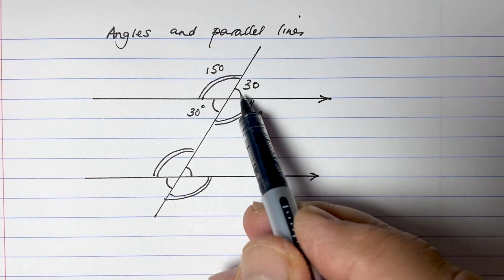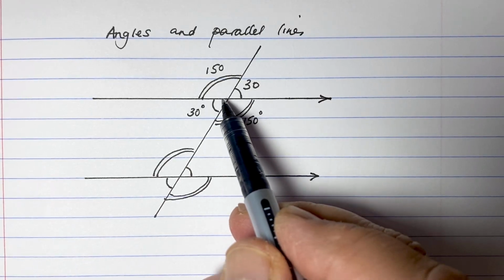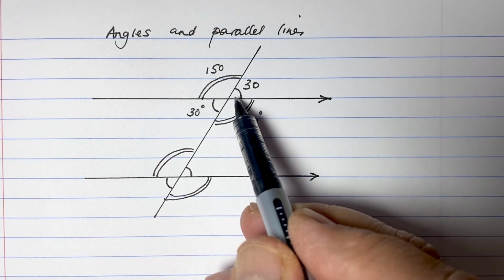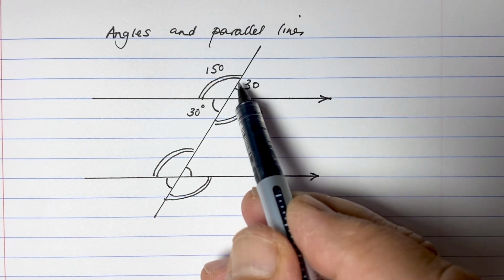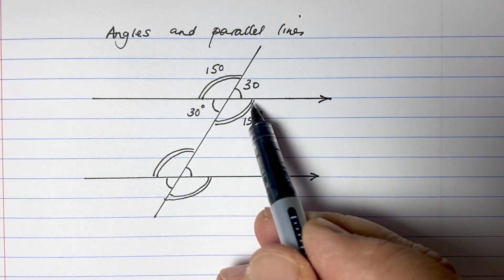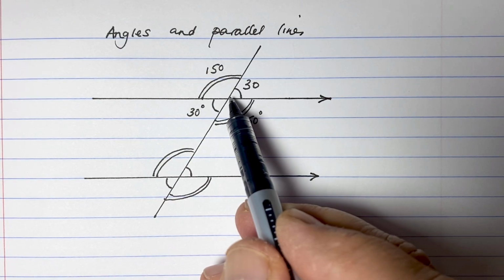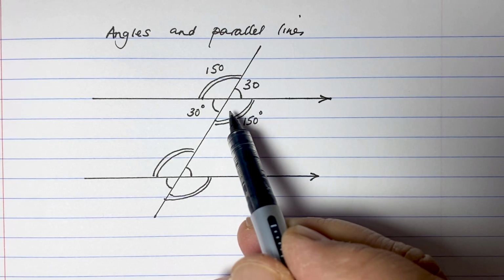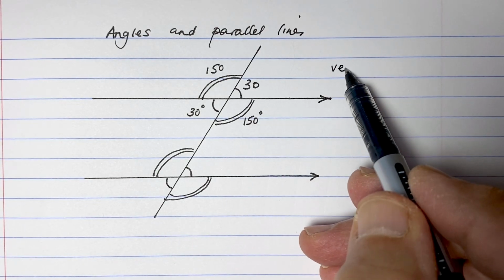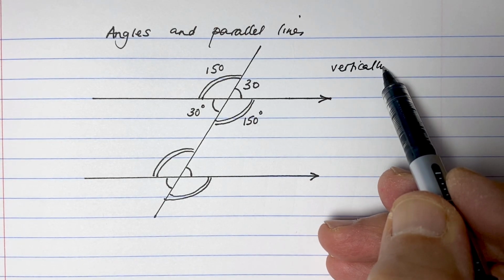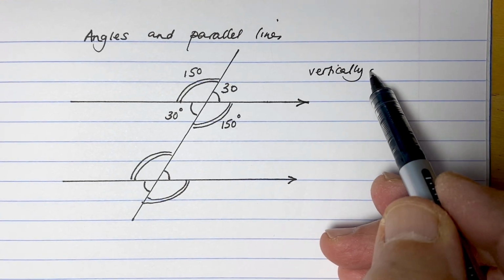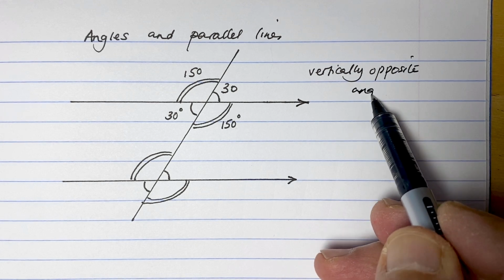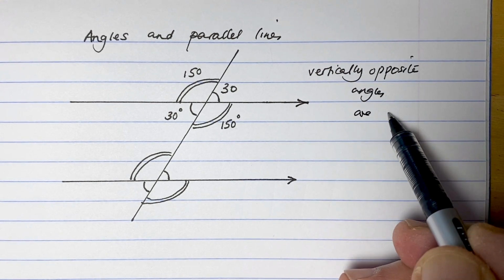So you can see that opposite angles are the same. These two are the same. These are called vertically opposite angles. When any two lines cross, you have 4 angles. The two opposite are called vertically opposite. Vertically opposite angles are equal.